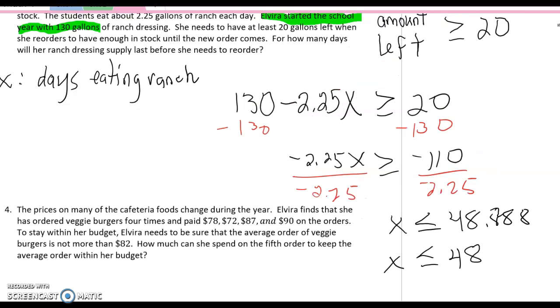Now because x represents the number of days, we're going to have to round this appropriately. Normal rounding rules say that we should round this up to 49, because that 0.88 repeating says we should round up. However, if we were to round up, then that would give us too many days for ranch consumption. So for this one, we actually need to round down to 48. So x, the number of days, is less than or equal to 48.